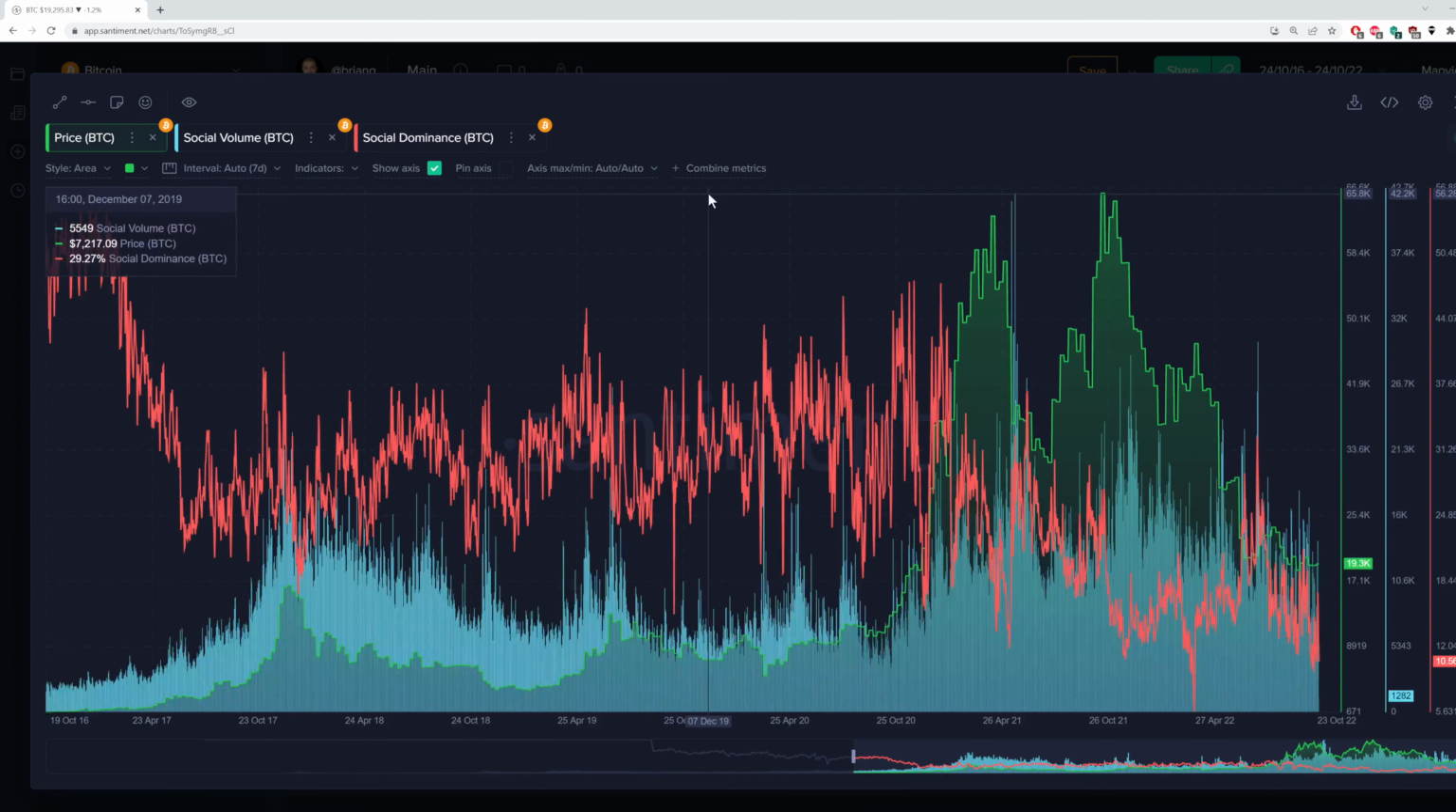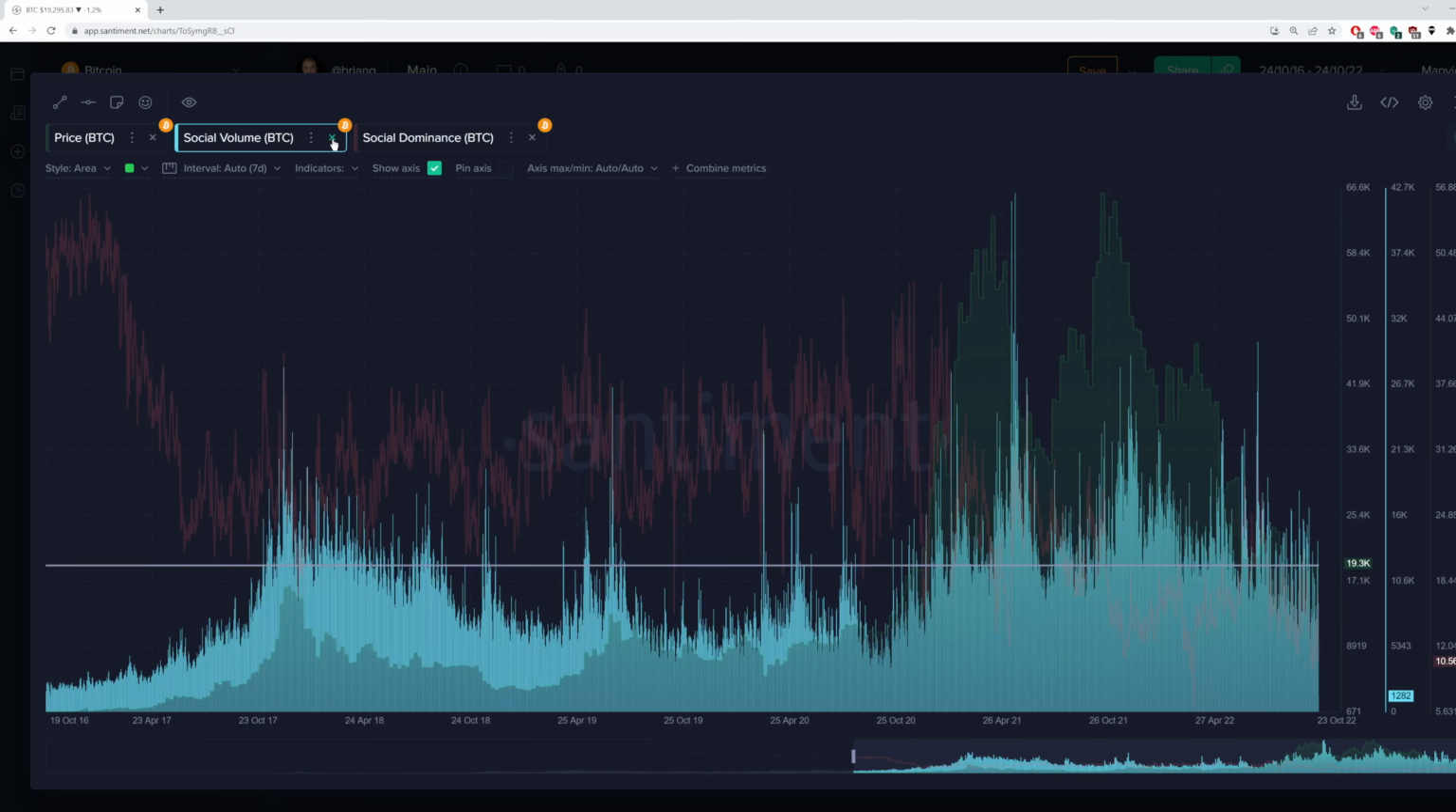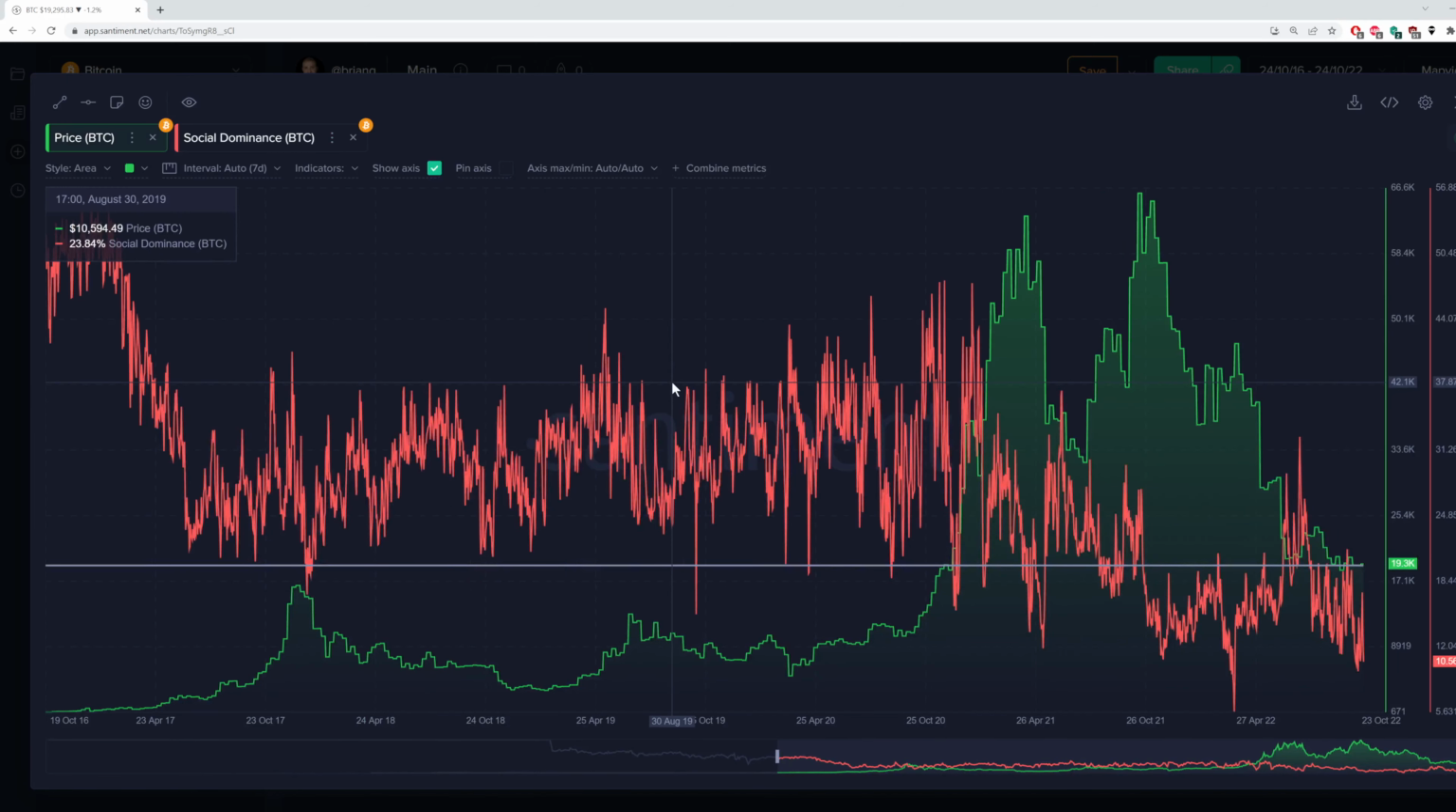So when you see a social dominance, this is kind of a rule of thumb, but you can come up with your own rule of thumb if you want. This is not investment advice, but I like to look at right around 20% as a healthy social dominance for Bitcoin. I'm going to take off social volume here because it's not as important. If you see social dominance way up here, like back in 2017, it was being talked about more than half of all conversations related to top 100 assets.